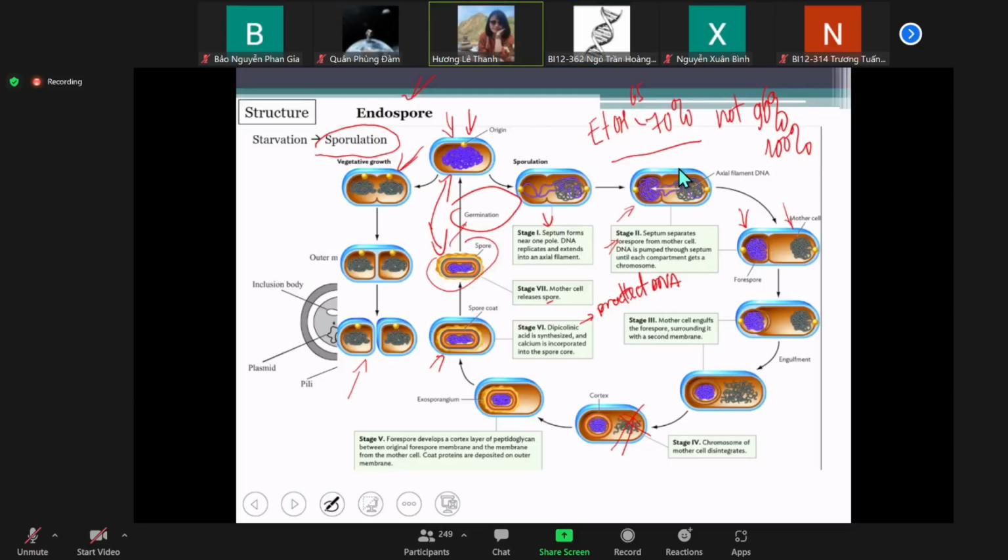And another reason: if we attack them too fast with 100%, there is a possibility that these kinds of bacteria will form spores, because it's too hot for them. These kinds of pathogens may form spores. So the ethanol is more effective, but we do not use 90 to 100%. So I will move to the next structures of the bacteria.